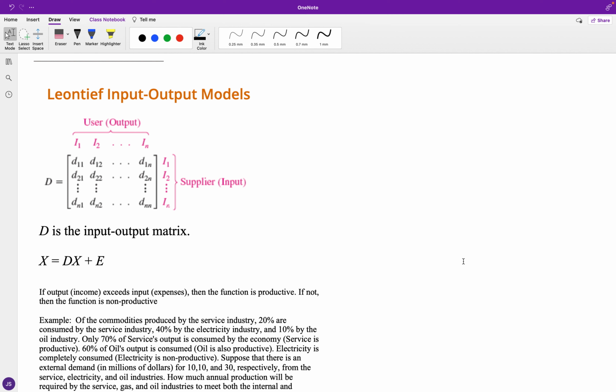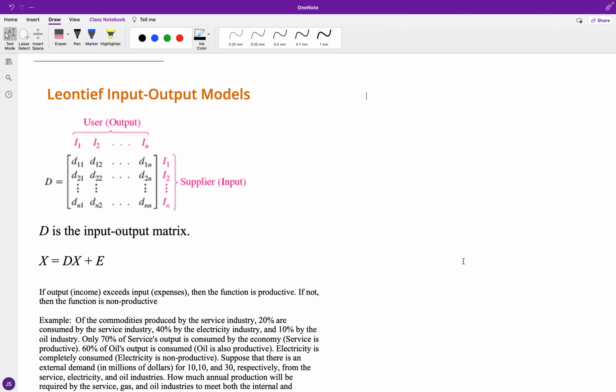And some things about the inputs and the outputs. At the output, which is often referred to in economic modeling as the income, if income exceeds the input, where the input is often the expenditures, then the function is going to be productive. And if you don't have that surplus, the operation or the function itself is going to be non-productive.